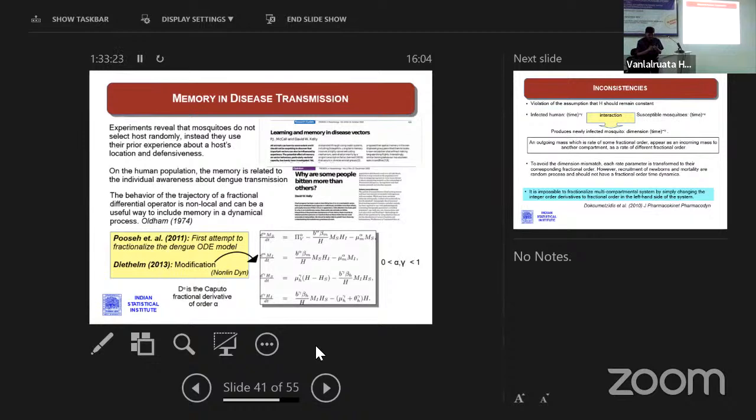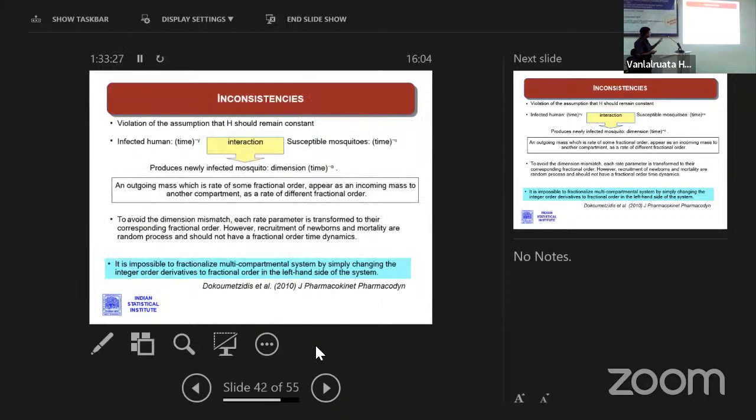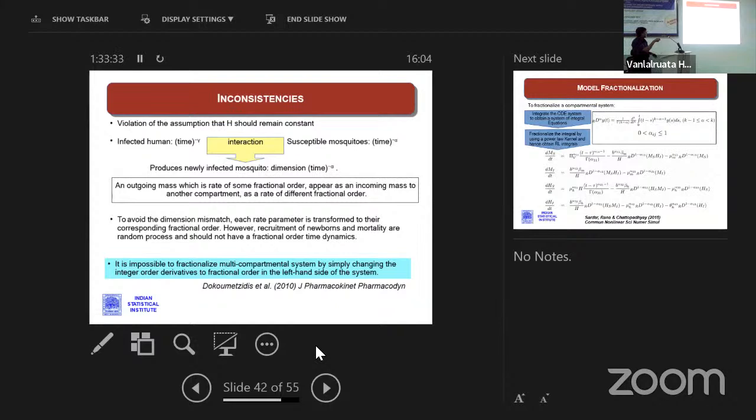So, I mentioned that infected human has dimension time to the power minus 1, and he interacts with the susceptible mosquito with time to the power minus 1, and they produce a newly infected mosquito whose dimension is time to the power minus 1. So in a compartmental model, an outgoing mass, which is a rate of some fractional order, appears as an incoming mass to another compartment as a rate of a different fractional order. That is not allowed. But here you just change the order from the right hand side and also the left hand side, the same order. In a compartmental model, you cannot do that.